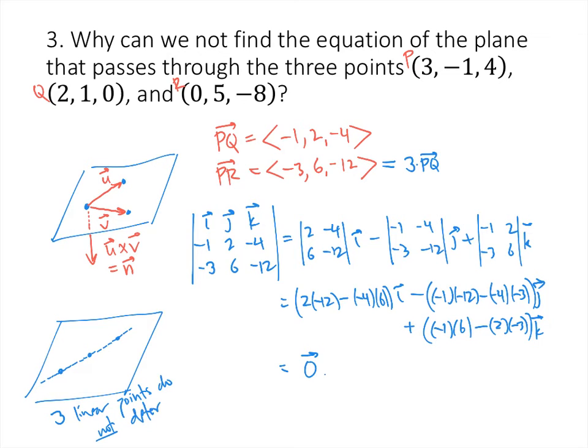And that's why we can't find the equation of the plane that goes through those 3 points, because in fact, there's lots of planes that would do it. So if you're trying to figure out a normal vector to a plane using a cross product, if you get the 0 vector, first check and make sure that you didn't make an arithmetic mistake. But once you're sure that you did it correctly, then what that's telling you is that the 3 points that you had were collinear.